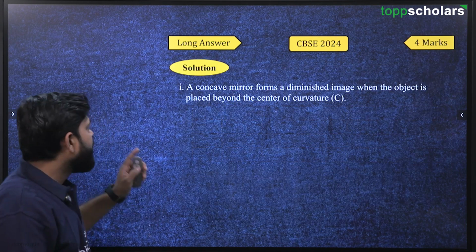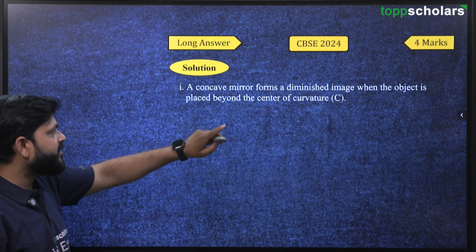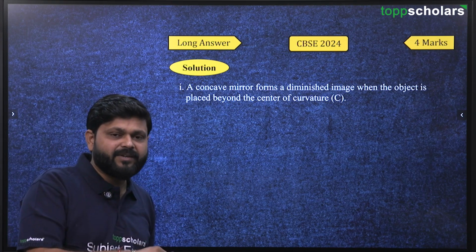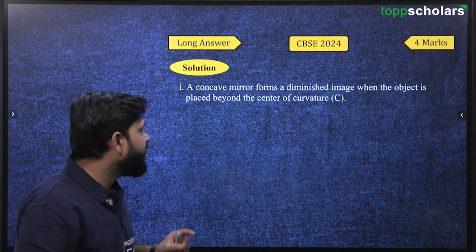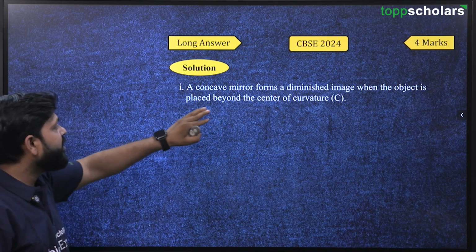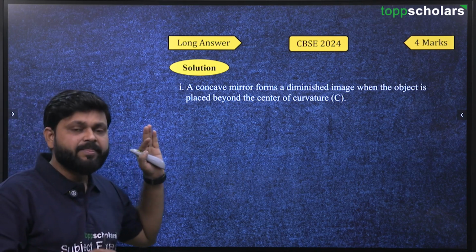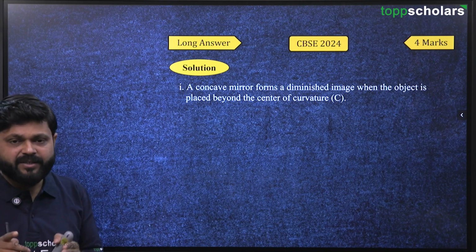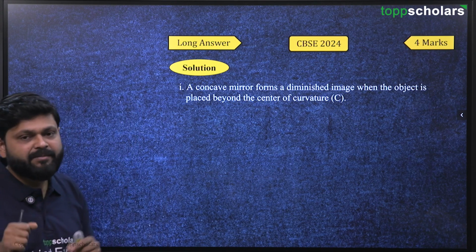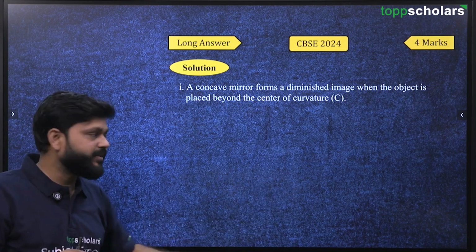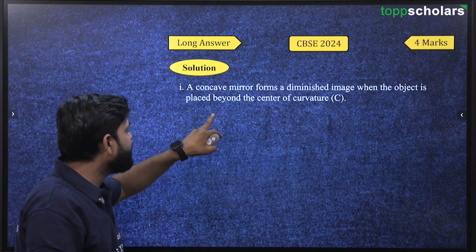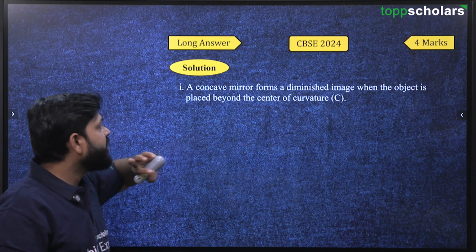See here, a concave mirror forms a diminished image when the object is placed beyond the center of curvature. If the object is placed in between the center of curvature and the focus, the image will be formed beyond the center of curvature. So a concave mirror forms a diminished image when the object is placed beyond the center of curvature.